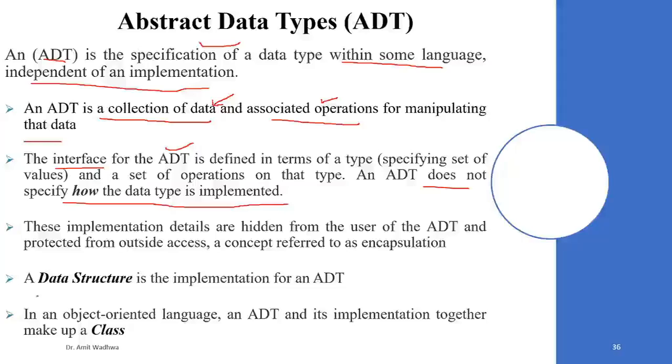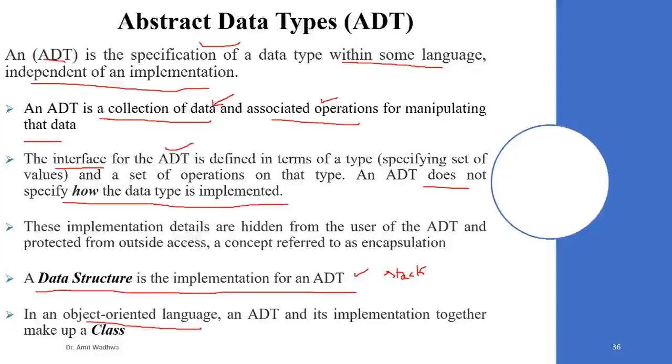And if we talk about data structure, it provides the implementation for the abstract data type. For example, we can have stacks, we can have queues, we can have lists. So all these can be the examples of data structures which are implementations for this ADT. So we can have stack, queue and list, as I am writing here.